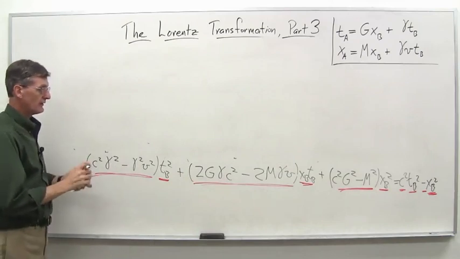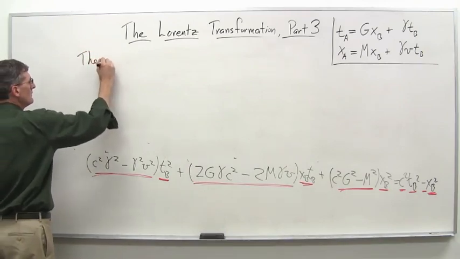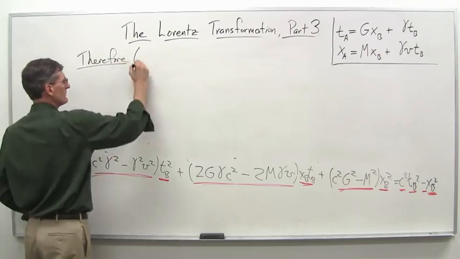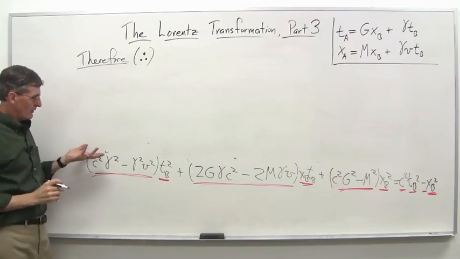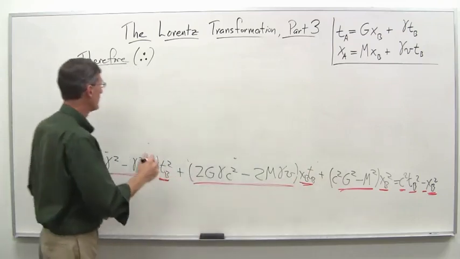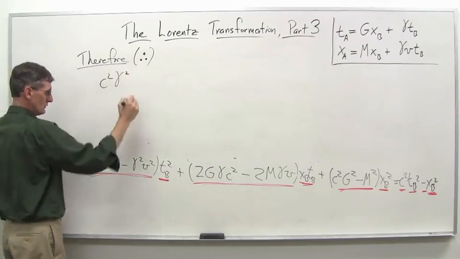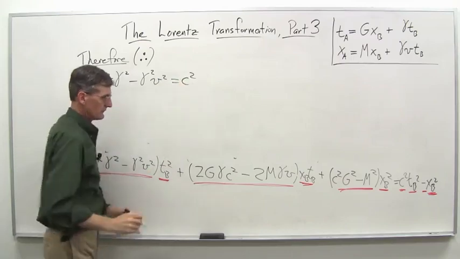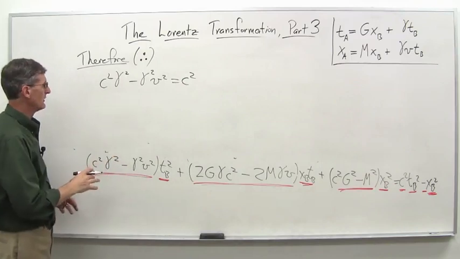Okay, so what we've said here, we can say, therefore, for those of you who like math, you can use mathematical symbols, therefore. Some of you may know that. So what do we say? The tb squared term has to equal c squared. So we have c squared gamma squared minus gamma squared v squared equals c squared, the c squared coefficient over there. Let's just work with that a minute. We'll get to the others in a minute.